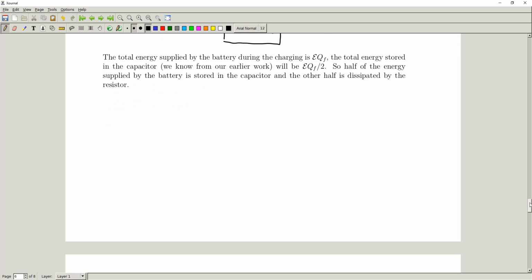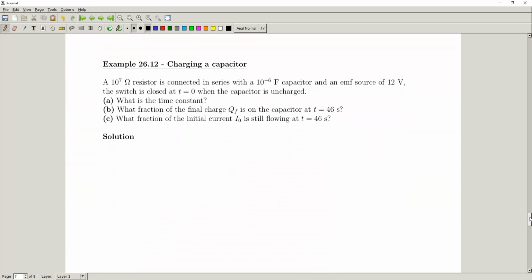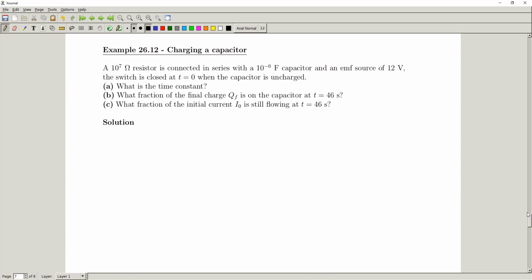All right, so I have two examples. These are exactly the examples they do in the text. So we'll do the two examples from the text, we'll take a look at how some of this works, and then we will move on to the next chapter.